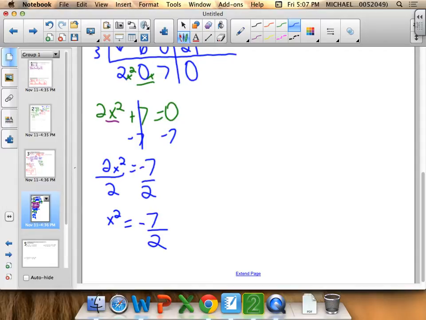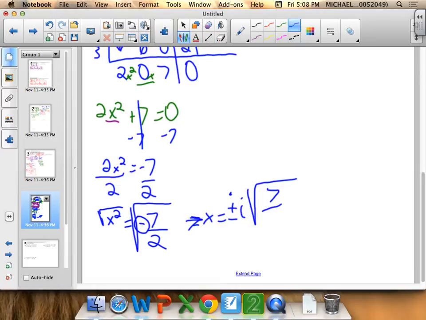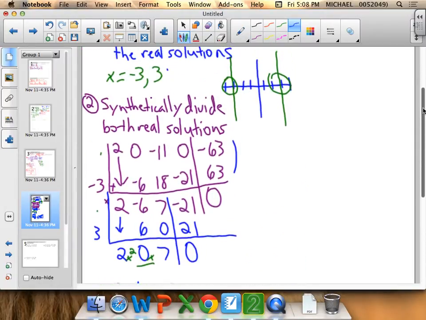And then finally, in order to get rid of the power of 2, I need to take the square root. I square root both sides. Again, I can't take the square root of a negative, so my final 2 solutions are going to be, let me draw an arrow here, x equals plus or minus. I need plus or minus because whenever you take the square root, you have 2 answers. I need an i because you can't take a square root of a negative, times the square root of 7 over 2.